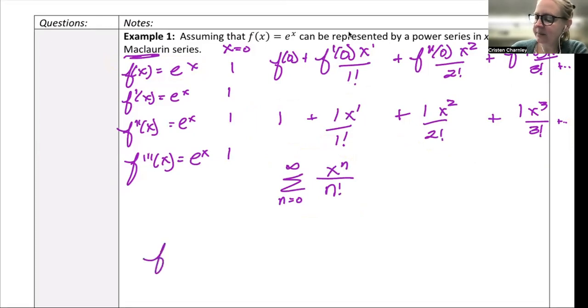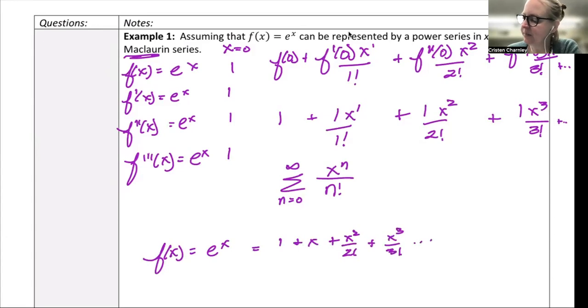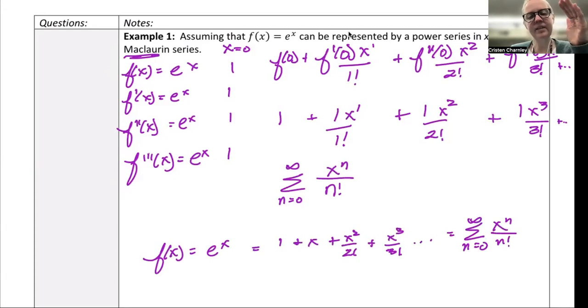f of x equals e to the x is the same thing as 1 plus x plus x squared over 2 factorial plus x cubed over 3 factorial, dot, dot, dot, which is the same thing as the series representation like this. I gave you in class a red piece of paper with the series on it. You're going to consult that.